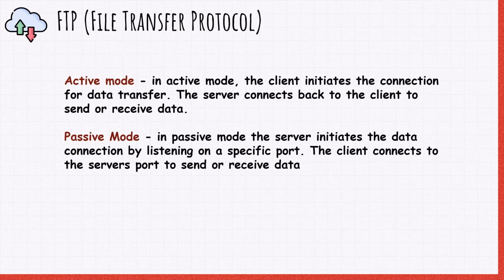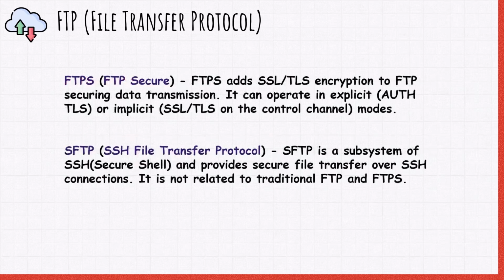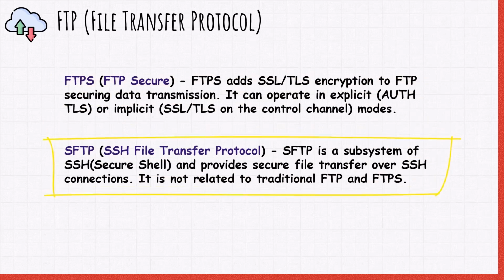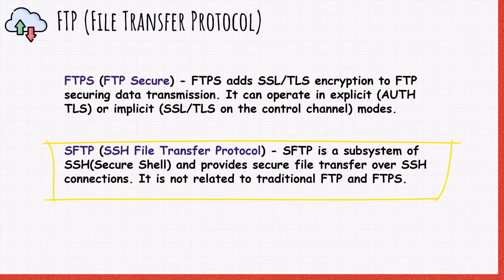To address this concern, several secure FTP variants have been developed, such as FTPS, which stands for FTP Secure, and FTPS adds SSL and TLS encryption to FTP, which secures data transmission. It can operate in two modes, which are explicit and implicit. Now we also have SFTP, which is SSH File Transfer Protocol, and SFTP is a subsystem of SSH and provides secure file transfer over SSH connections. It is not, however, related to traditional FTP and FTPS.